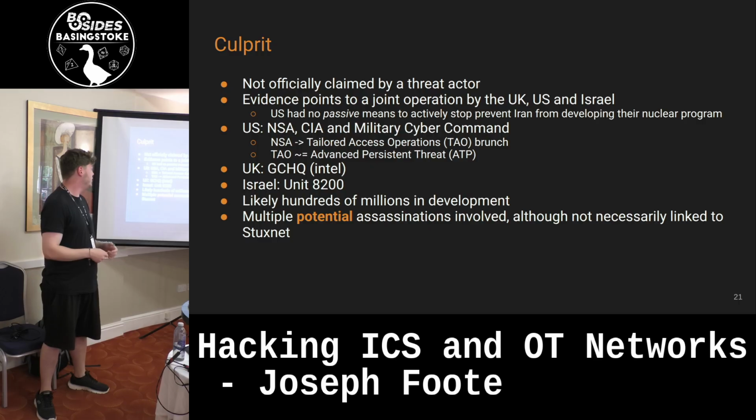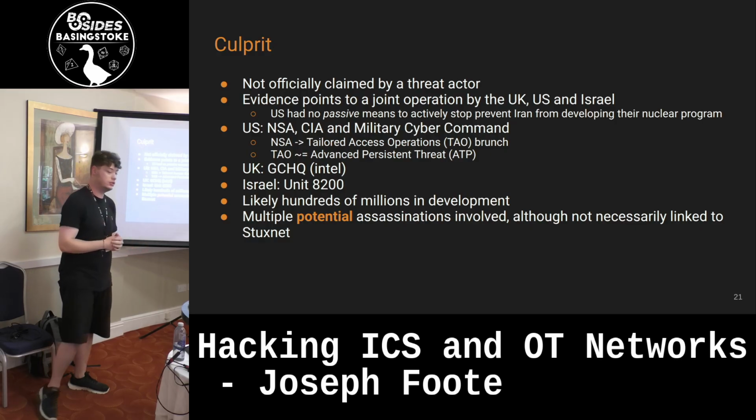Within the UK, GCHQ, primarily for Intel, and then Israel's Unit 8200, Intel and Action. Likely cost hundreds of millions or more on development, but as far as government programs go, that figure's probably times 10 or 100. And then finally, while not directly attributed to Stuxnet, multiple assassinations were reported, specifically of high-ranking individuals, scientists involved in the program, and whistleblowers alongside people that may or may not have introduced the malware into the environment.